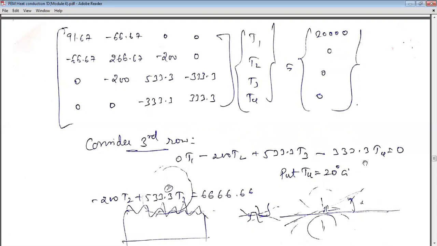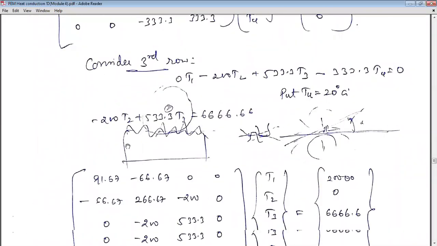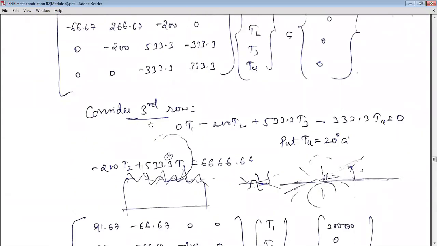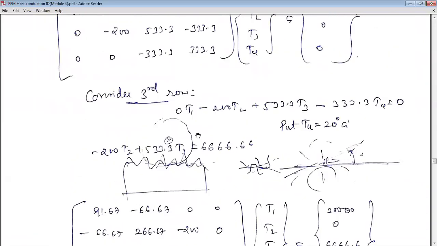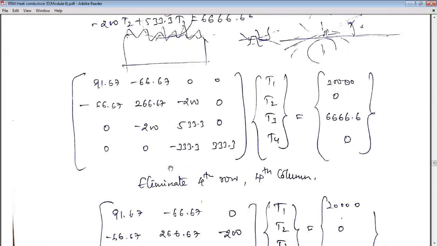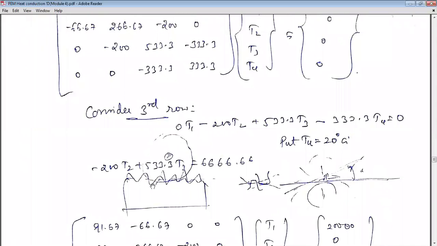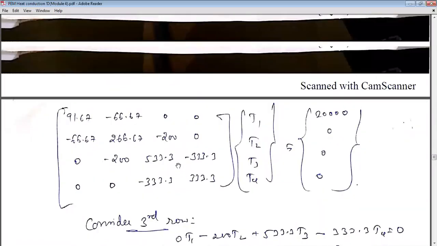So multiply, sorry, put this T4 and multiply here. So you will get 6666.6. So remaining thing is minus 200 T2 plus 533 T3. So now rearrange the stiffness matrix accordingly. So what is that? You will be getting, look at this, fourth row is like that I've written. Third row you see minus 200 T2 plus 533 T3.